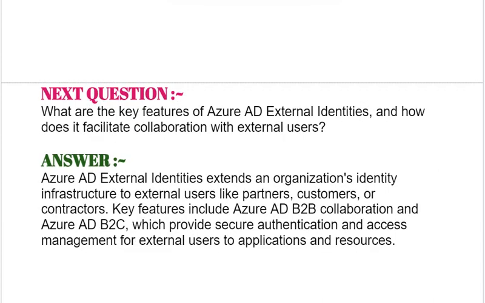Our next interview question is: what are the key features of Azure AD external identities, and how does it facilitate collaboration with external users? Your answer should be: Azure AD external identities extends an organization's identity infrastructure to external users like partners, customers, or contractors. Key features include Azure AD B2B collaboration and Azure AD B2C, which provide secure authentication and access management for external users to applications and resources.